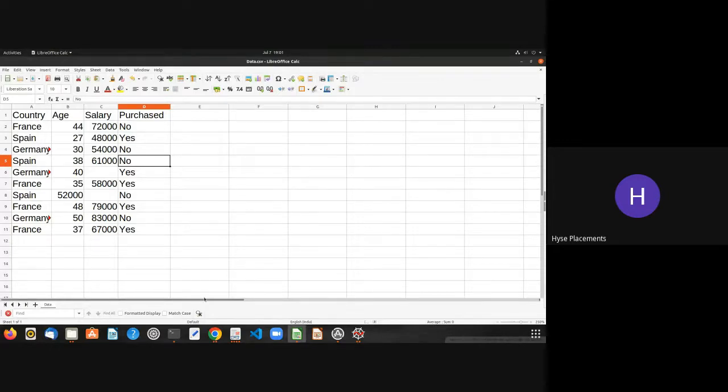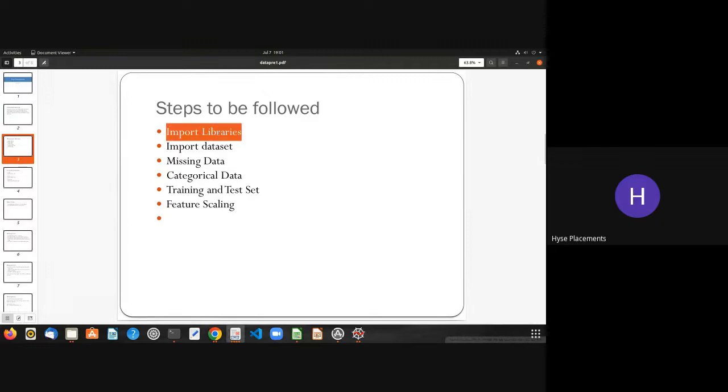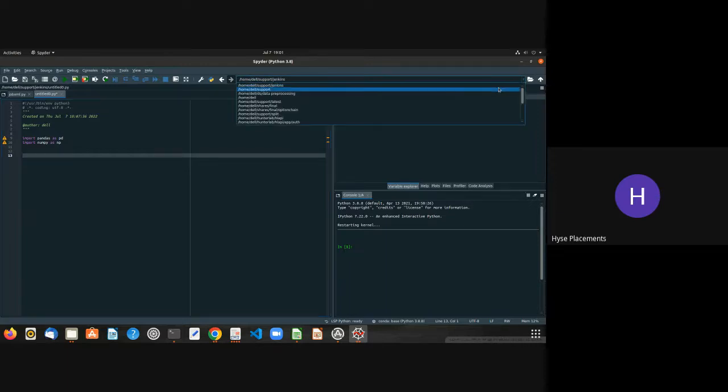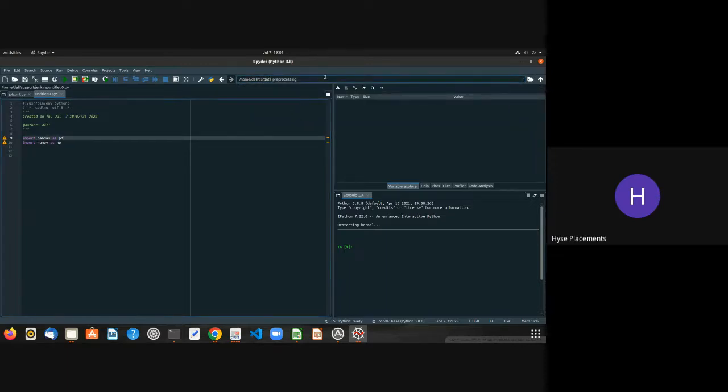So the first step. What is the first step? Import the libraries. What libraries do we require? We need pandas to import the data set, and we need NumPy. As I told you, we convert everything into NumPy arrays and then train the machines. For the initial state, we need these two.